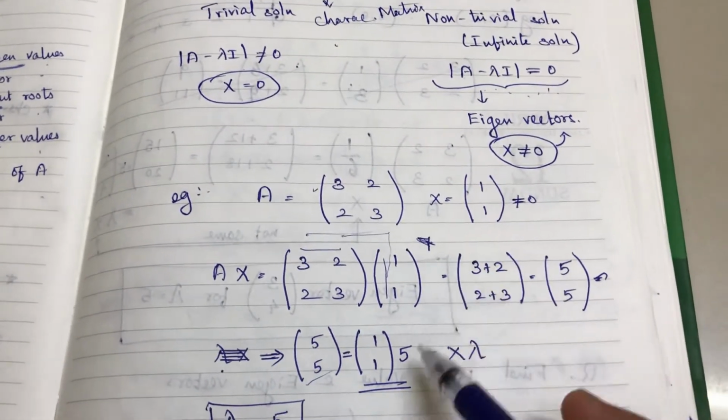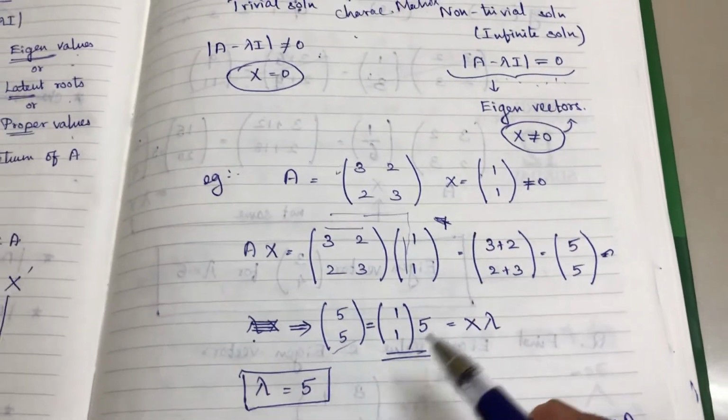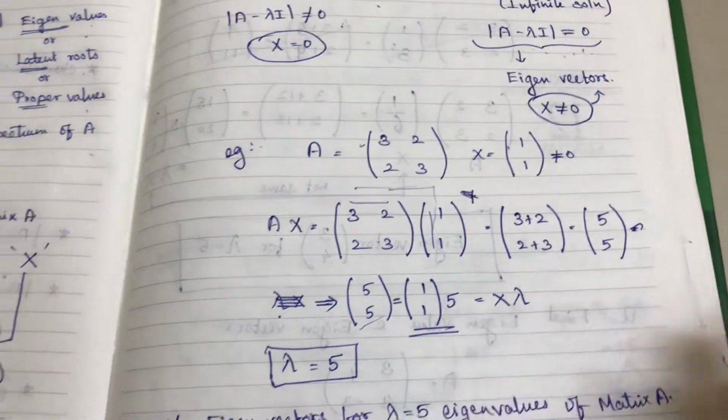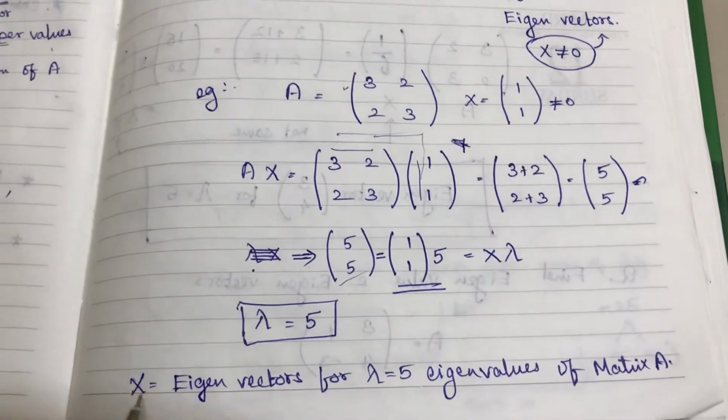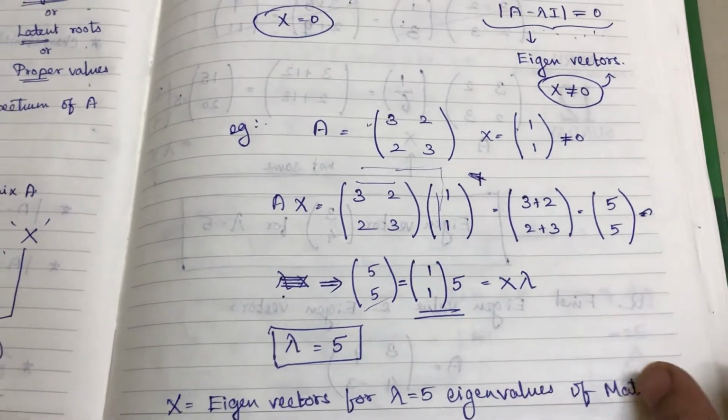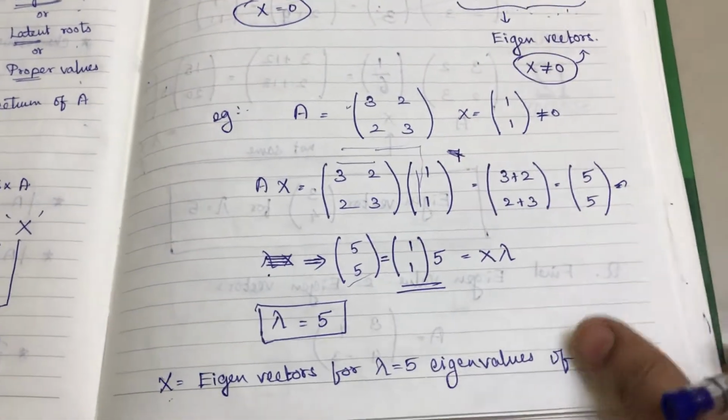But this vector can be different. It is not at all the same for all sums. And you can see here x is nothing but the eigenvector, and lambda is 5 for matrix A. That's it.